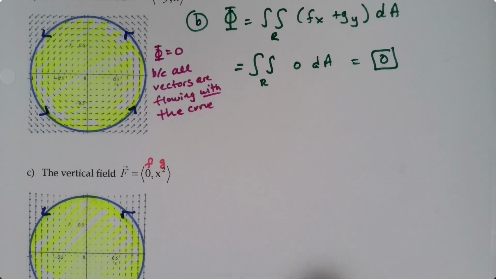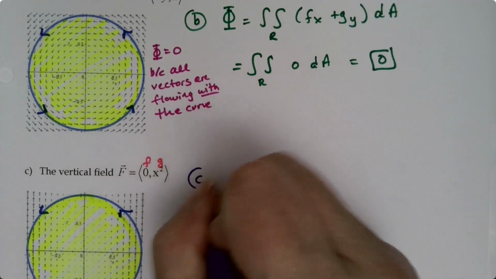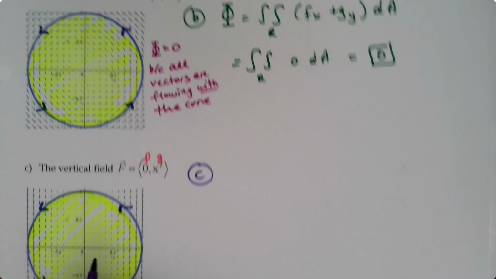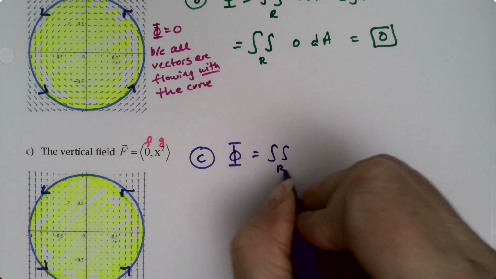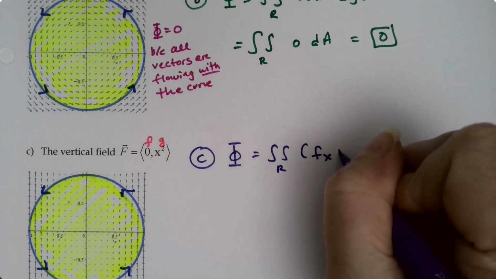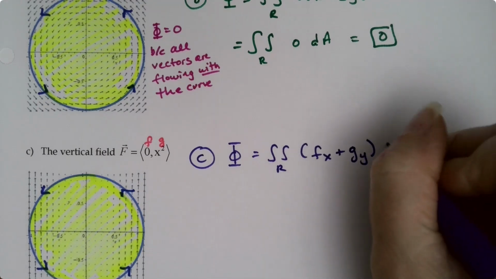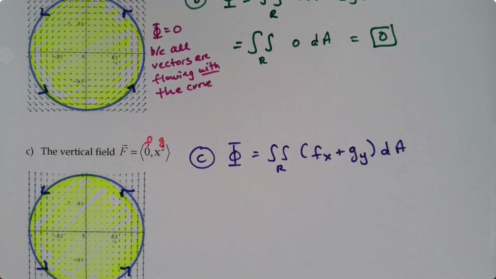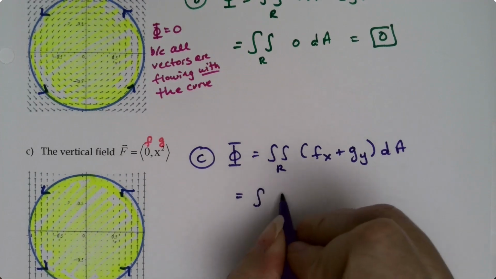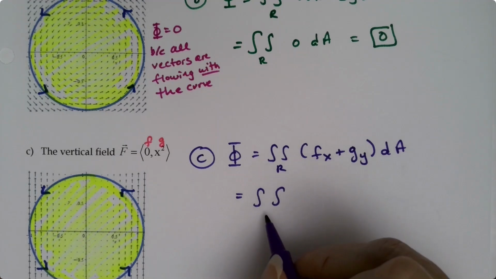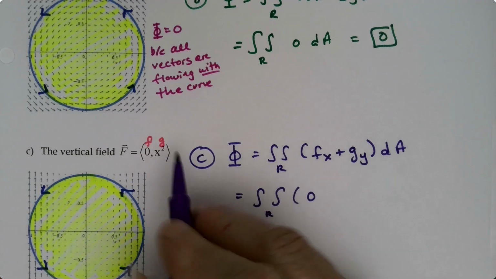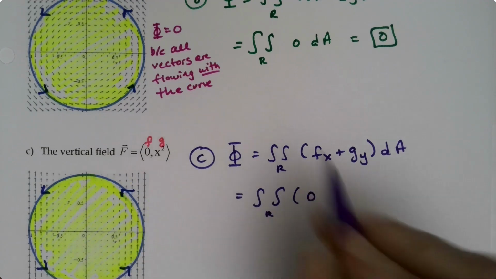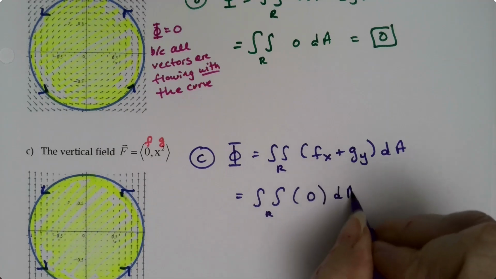All right, what about the third case? Well, let's see what happens. So in this linear vertical vector field, where they're all pointing vertically upward, the flux, again, is the double integral over R. We can use this form because we can use Green's theorem, because this is a circuit, a closed path. Okay, so this is the double integral over the region R of f_x would be 0 and g_y would be 0 again. So it's 0.